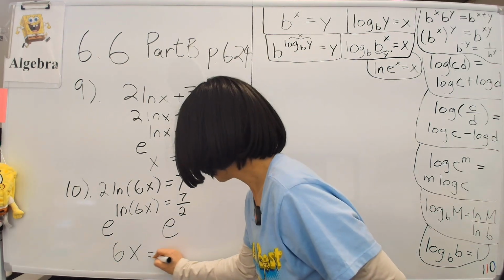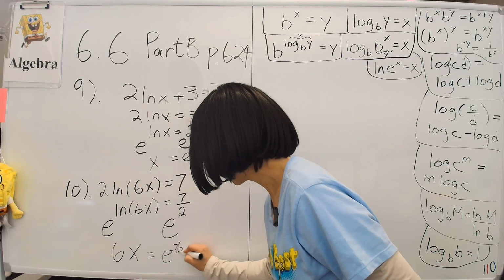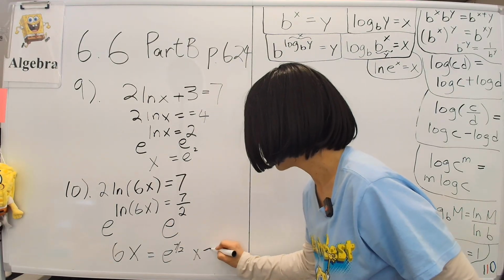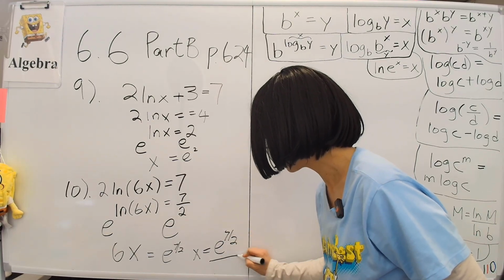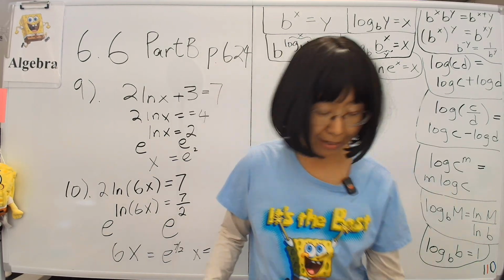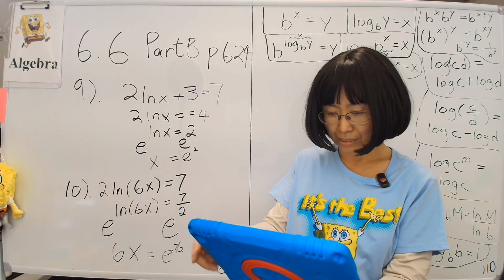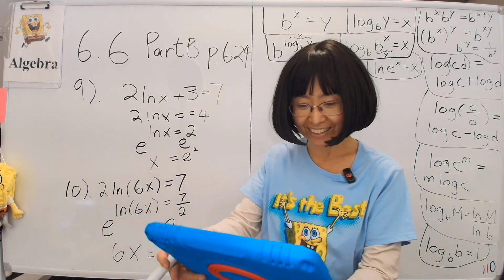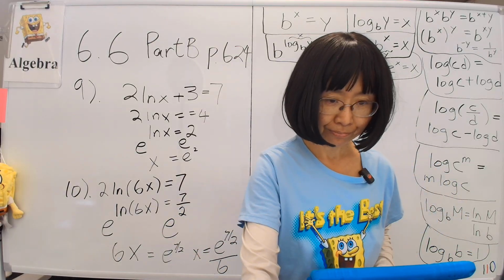And this side stays, so this is e to the power 7 over 2. And then we'll divide by 6 on both sides. So then this is e to the power 7 over 2 divided by 6. And whatever that is, that will be the right answer. Let's see, do we have the right answer? Yep, 1/6 e to the power 7 over 2. That's it. So next let's look at example 11.